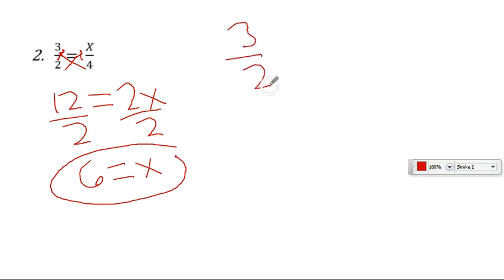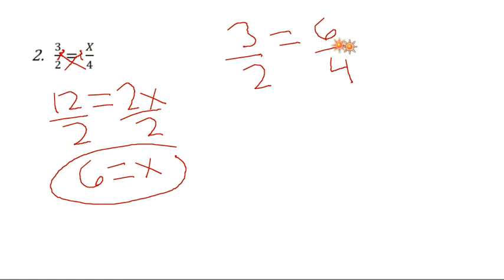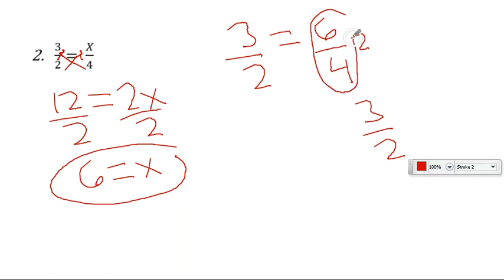And if we plug 6 in for the x, we know that these two fractions are equivalent. If you simplify 6 divided by 4, you get 3 divided by 2. 2 goes into 6 3 times, 2 goes into 4 twice. So if you were to simplify 6 over 4, you would get 3 over 2. So these are equivalent fractions.